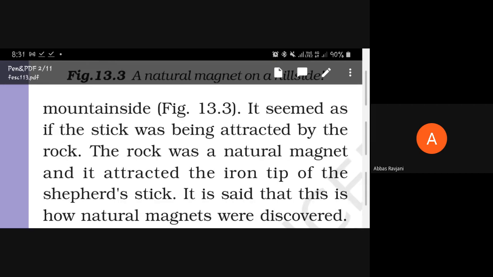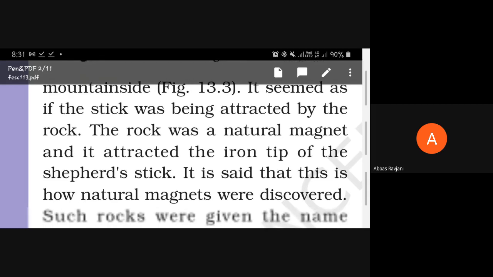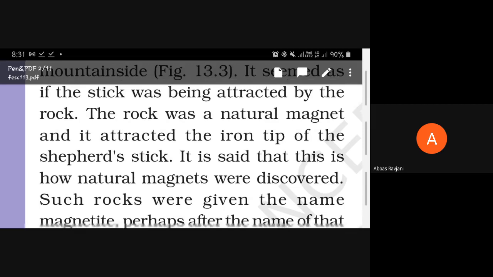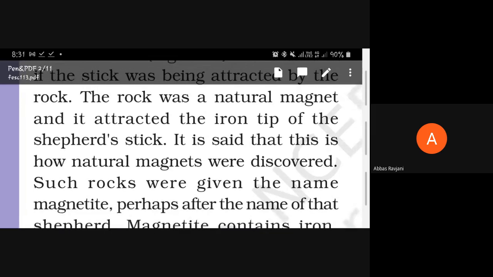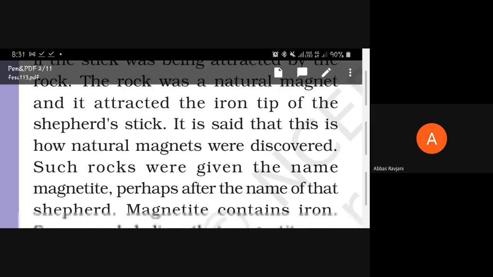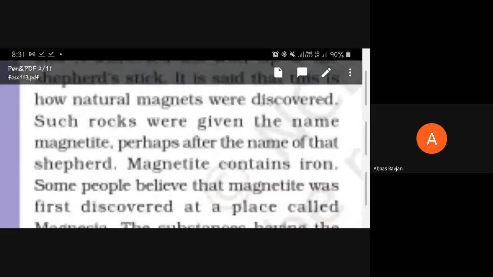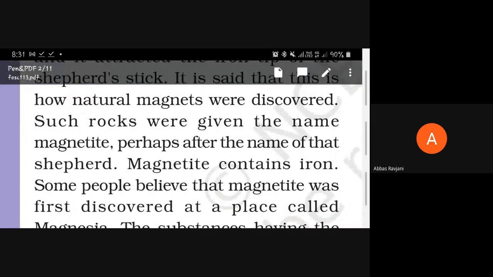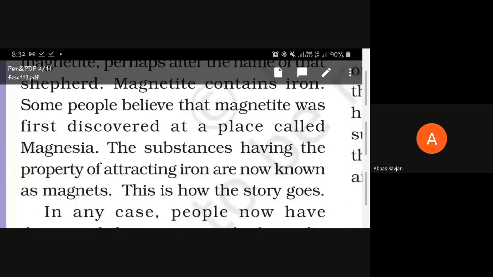It seemed as if the stick was being attracted by the rock. The rock was a natural magnet, and it attracted the iron tip of the shepherd's stick. It is said that this is how natural magnets were discovered. Such rocks were given the name magnetite, perhaps after the name of that shepherd. Magnetite contains iron. Some people believe the magnetite was first discovered at a place called Magnesia.